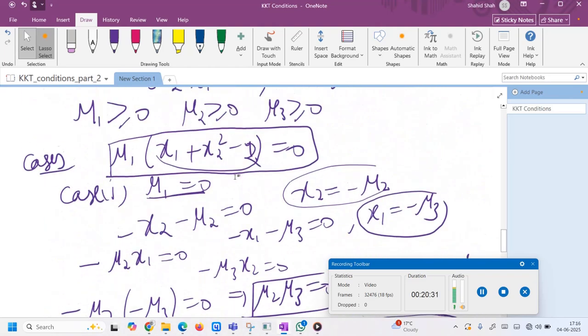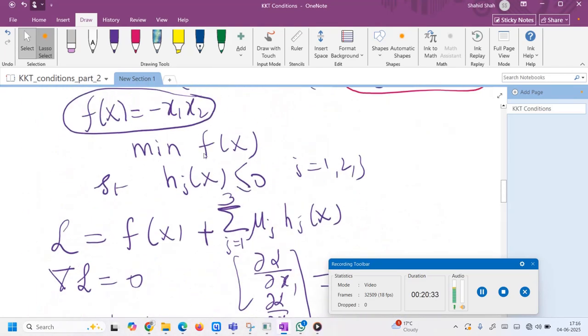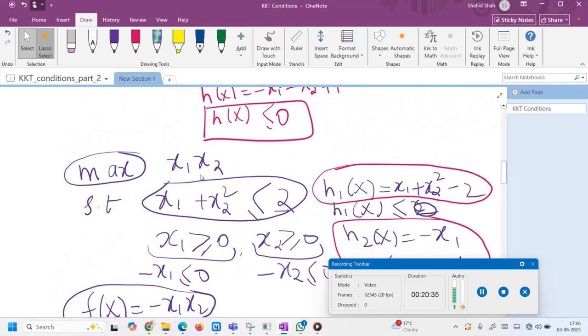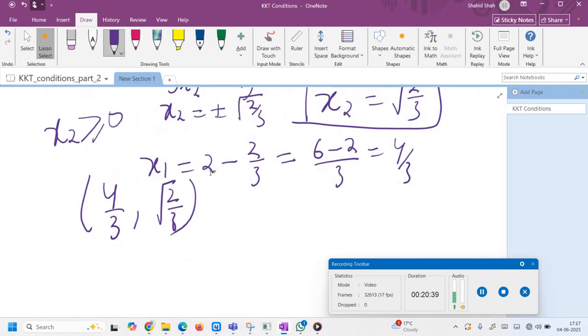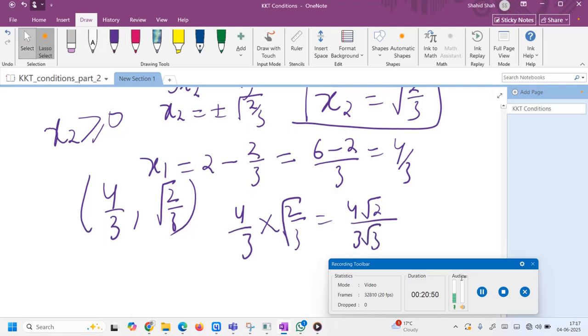The function is defined as x1 x1 x2. So the maximum value of the function in this case is 4 by 3 into root 2 by 3, which is 4 under root of 2 divided by 3 root 3. This is the maximum value under this case.